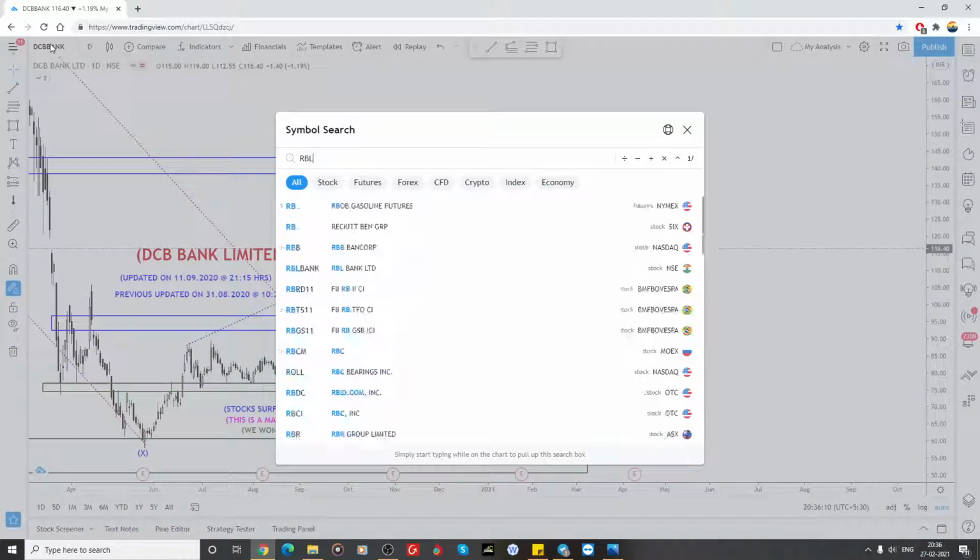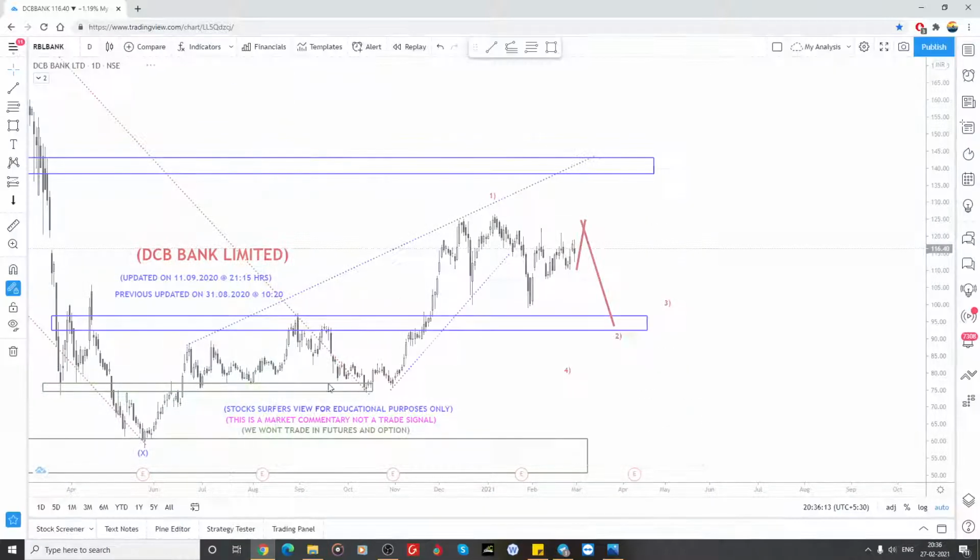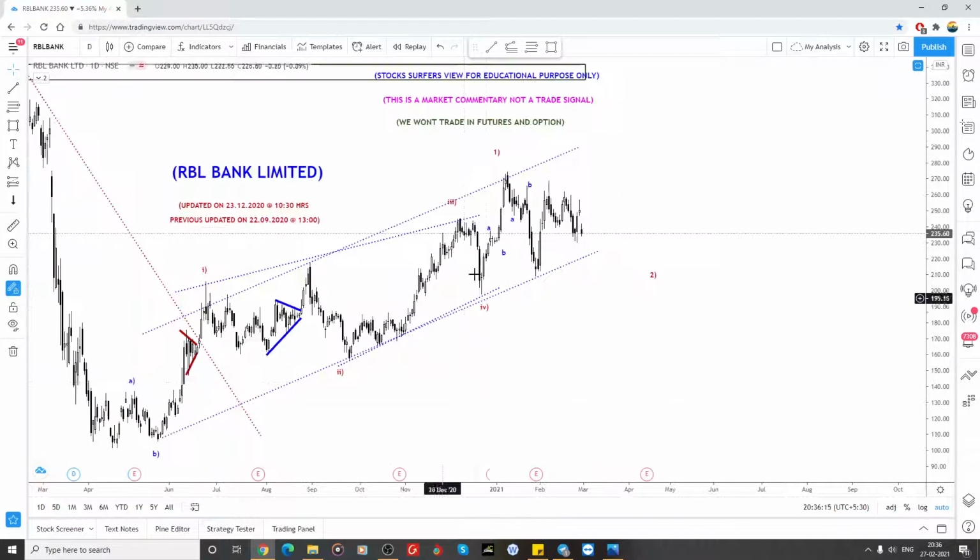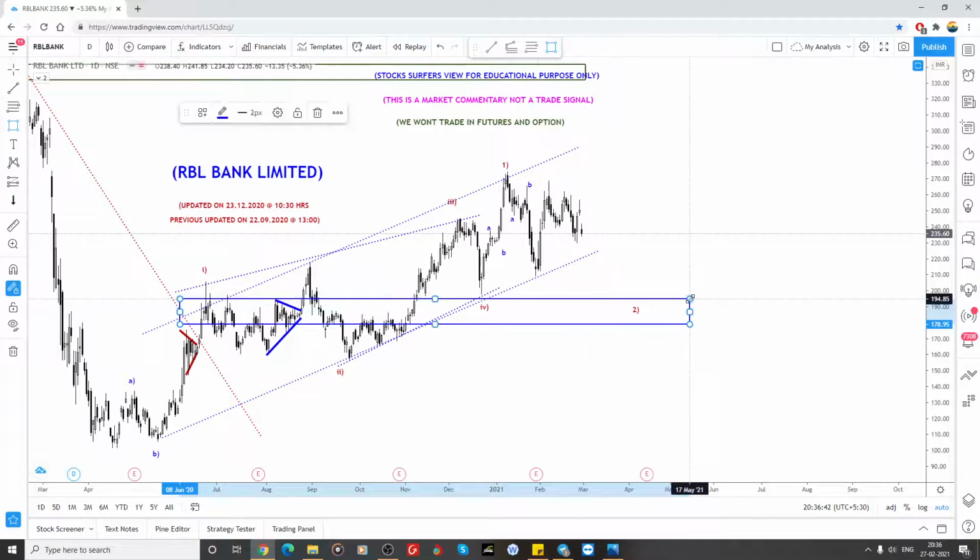So now RBL. Same as what I said: ABC is a 1, ABC is a 2, ABC is a 3, ABC is a 4, and ABC is a 5. Same as how I took it in the DCB, it has already completed. So I'm waiting for wave 2 again in that 190 to 180 zone. This zone we need to reach again for the second wave.